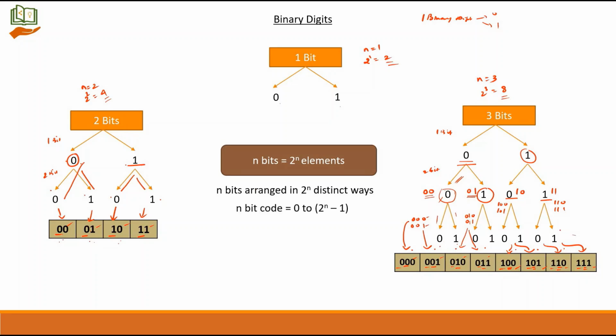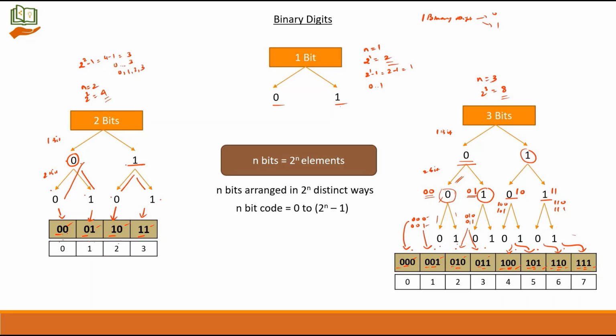N bit code is equal to 0 to 2 power n minus 1. What is 2 power 1 minus 1? It is 2 minus 1, which is equal to 1. So they say it is from 0 to 1. So we have 0 and 1 here. When we take 2 power 2 minus 1, it is 4 minus 1, which is equal to 3. So the range will be from 0 to 3, which means 0, 1, 2, 3. 0, 0 is 0, 0, 1 is 1, 1, 0 is 2, 1, 1 is 3.